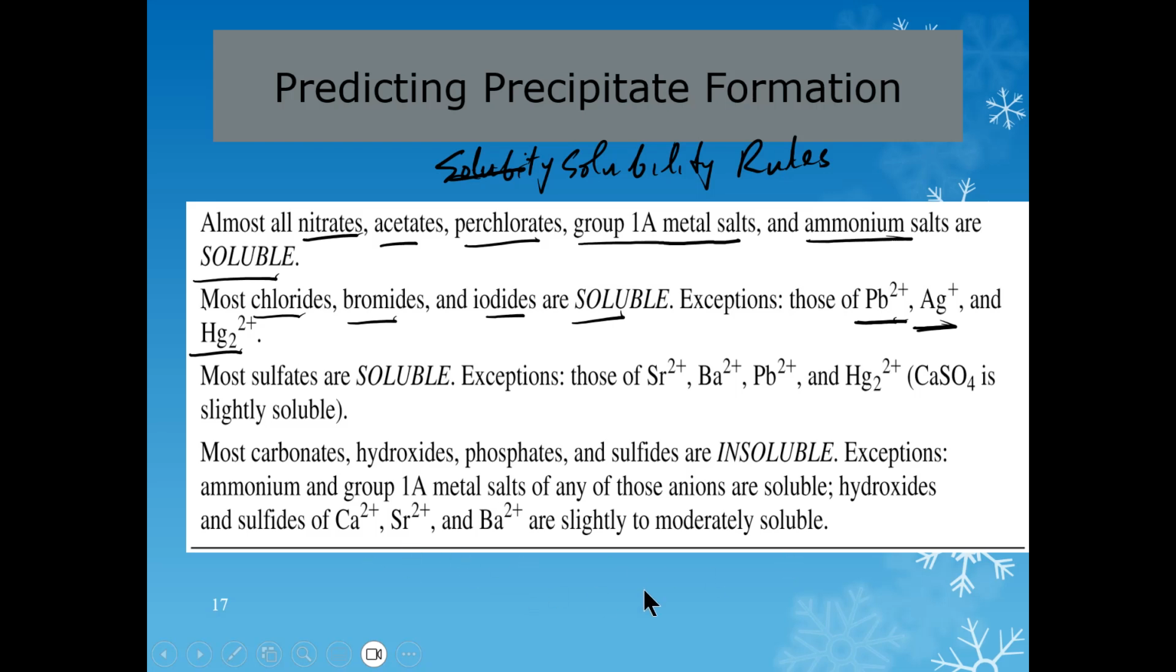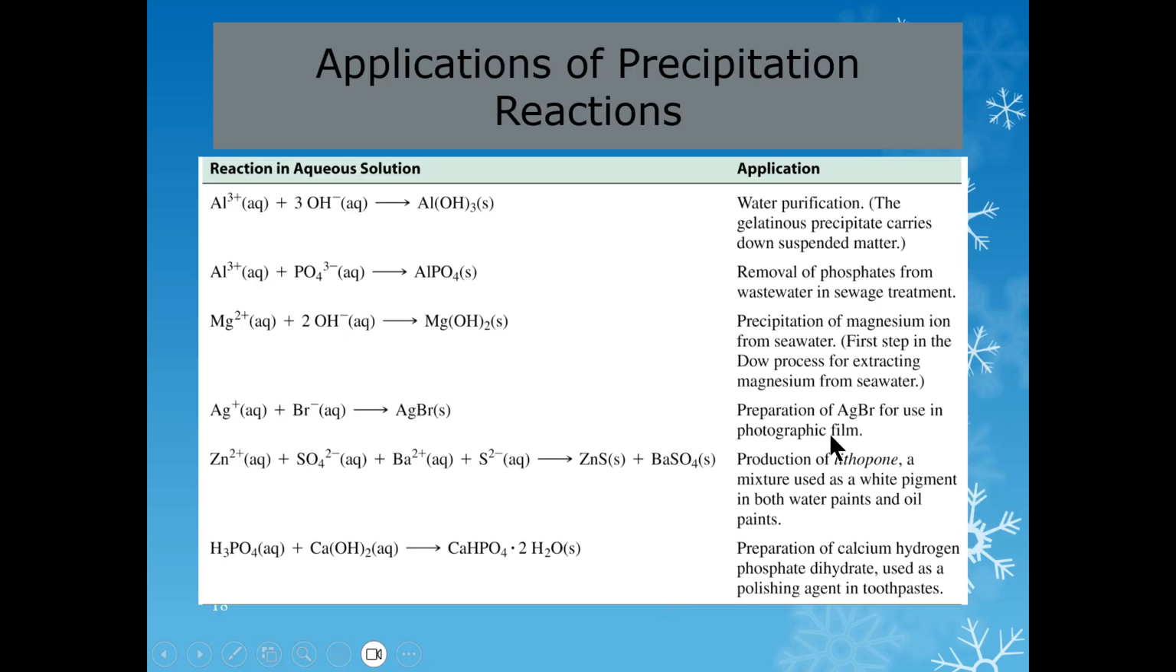So before I move on to an example, these are just some applications of precipitation reactions that are used in a lot of industries. For example, the first one is used for water purification to remove any dissolved aluminum ion present in an aqueous solution or in any water source. This is used to remove phosphates from wastewater when it comes to sewage treatment, and so on and so forth. All right, so these are just some applications of precipitation reactions.